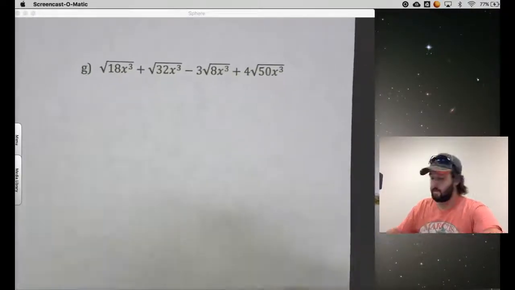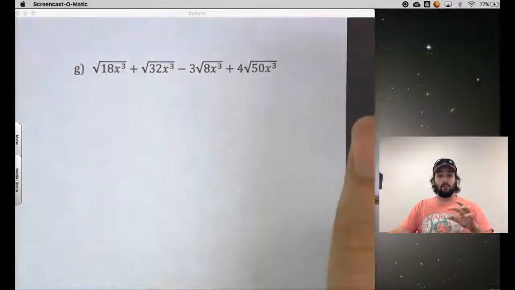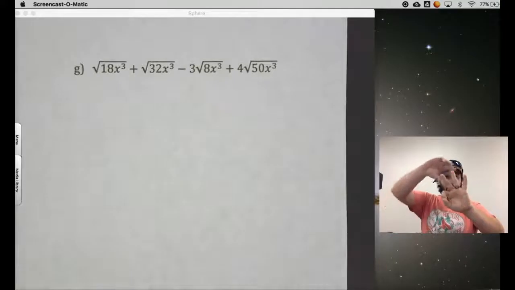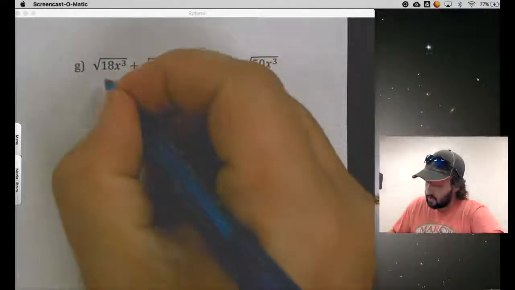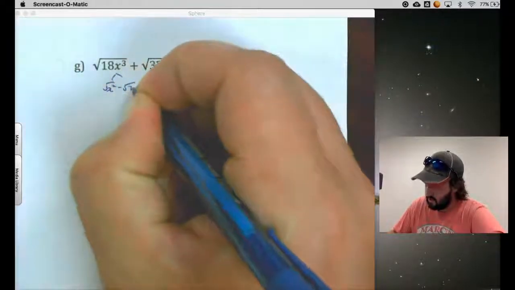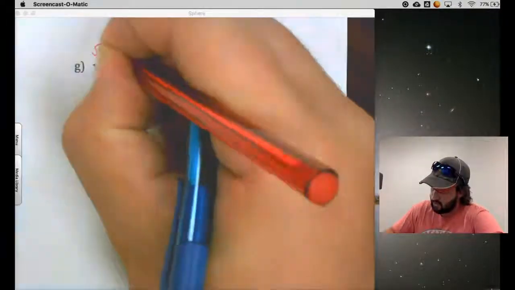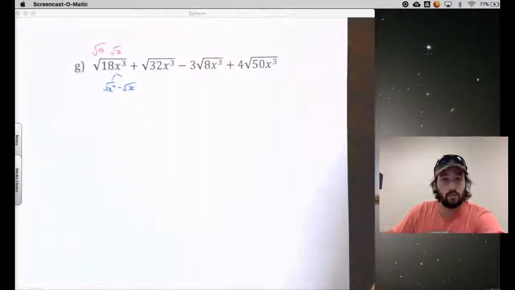All right, part G, and we're done. So if I have x cubed, again, that's going to be the same. Three of them, so I can pull out one group, and I still have one left on the inside. So I know this will at least turn into the square root of x squared times x. And this 18, think about that, that's root 9 times root 2. Because I know the square root of 9 is 3.